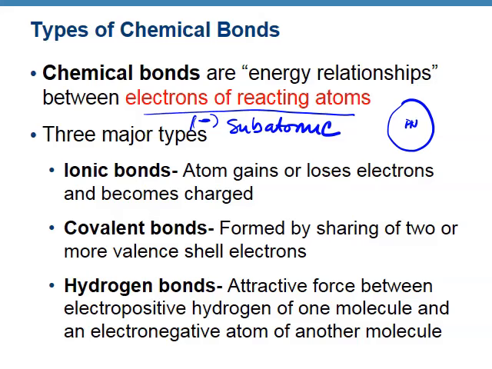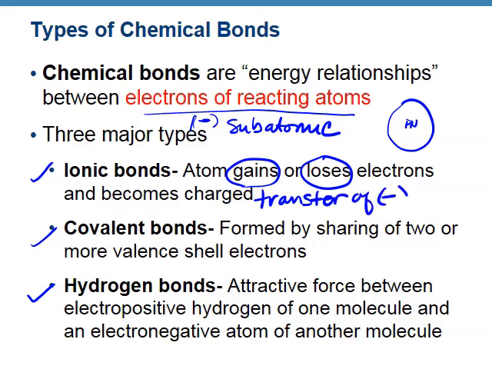The 3 types of bonds that we're going to look at are called ionic bonds, covalent bonds, and hydrogen bonds. In ionic bonds, we're going to talk about atoms that gain or lose electrons. Some people call ionic bonds the transfer of electrons. Covalent bonds is when we're going to see a sharing of electrons. And a hydrogen bond is where we're going to see attractive forces between one side that's positive and one side that's negative.